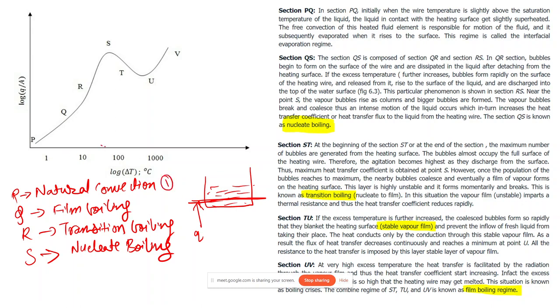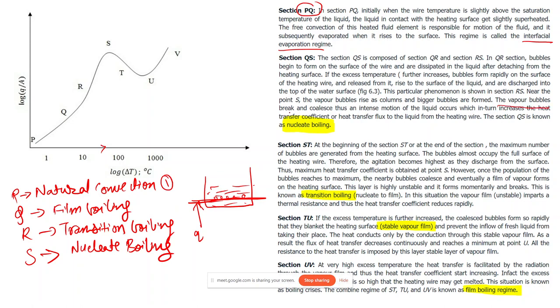Later on, as we move in this direction, that is increase the temperature, we can see all these kinds of graph. So let's look at this section PQ first. Here we have been given that initially when the temperature is slightly above the saturation temperature of liquid, the liquid in contact with the heating surface gets slightly superheated, and ultimately we call this the interfacial evaporation regime. After this, small bubbles will start forming on this wire. That is the vapor. It is written over here.